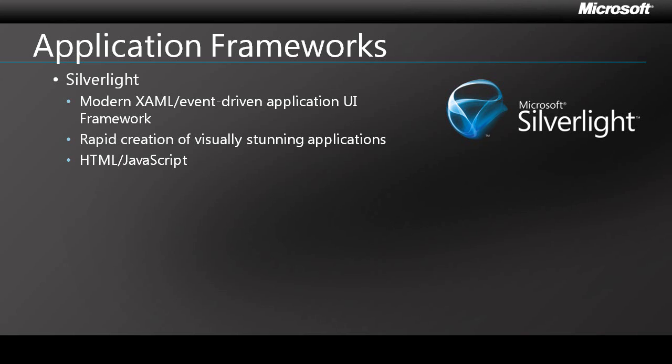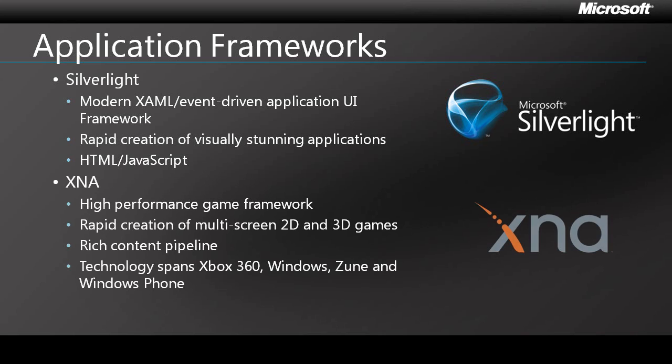The second option is Microsoft XNA. Like Silverlight, it's managed code, but it's designed as a high-performance game framework. It supports both 2D and 3D games and provides a rich content pipeline. Windows Phone games built using XNA can be easily ported to Xbox 360, Windows Desktop, or even Zune.